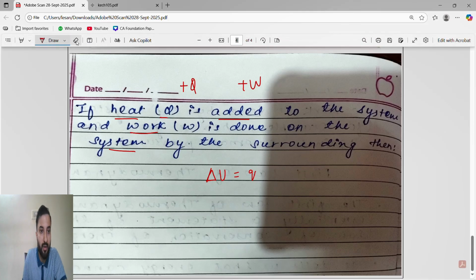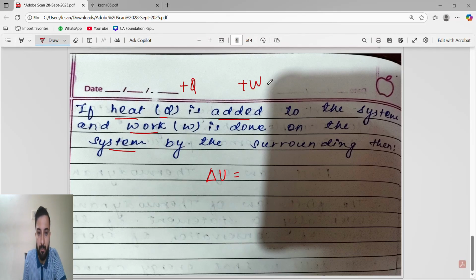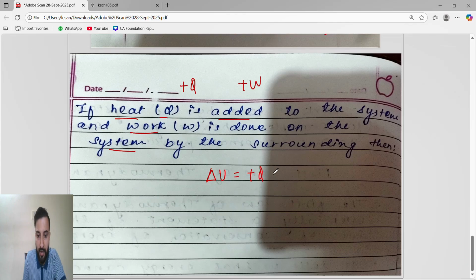Okay, sorry, delta u equals, we have to take the values of q and w. So the change in internal energy is based upon the q and w signs. There is no need to learn by heart the value of the change in internal energy. What we will do is just see how the q and w signs change. So here q is plus, so plus q, and w is plus, so plus w. Delta u equals plus q plus w. That is the answer.